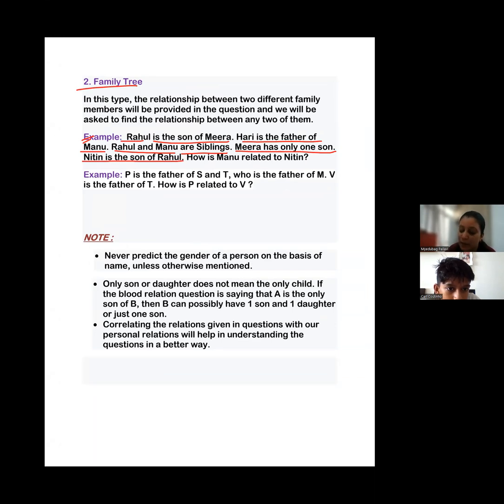Nitin is the son of Rahul. Then how is Manu related to Nitin? Like this. Okay, a direct family tree will be given, and we'll have to draw that family tree, and then the relationship between any two members will be asked. We'll have to answer that.